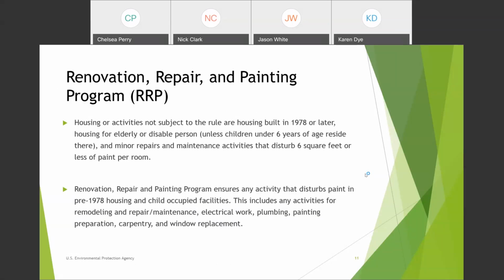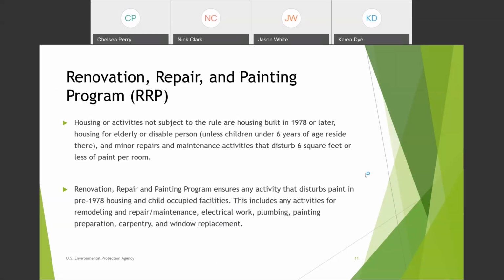In 2008, EPA issued a rule requiring the use of lead safety work practices. The RRP rule aims to protect the public from lead-based paint hazards associated with renovation, repair, and painting activities.